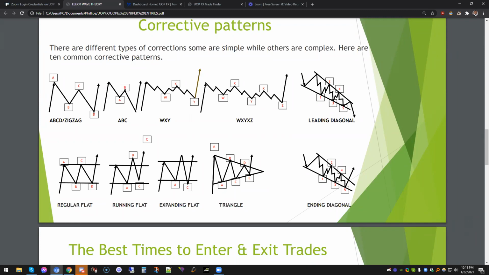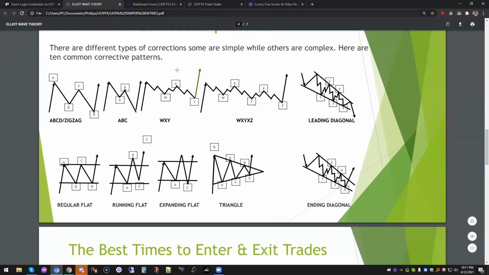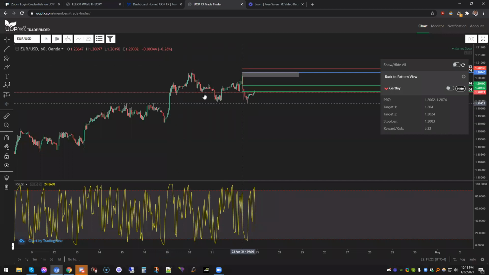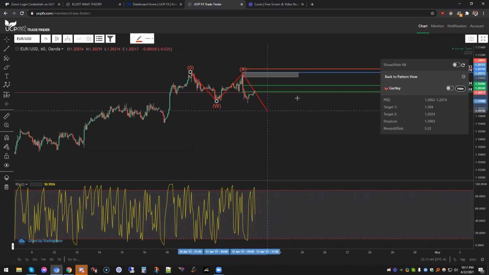Janitha says WXY. Not a bad observation. Let's go back. She says WXY. It could be considered a WXY. And this is 1, 2, 3. So that could be W. And this is 1, 2, 3. That could be X. And this is Y coming here. Right? So that is Y.